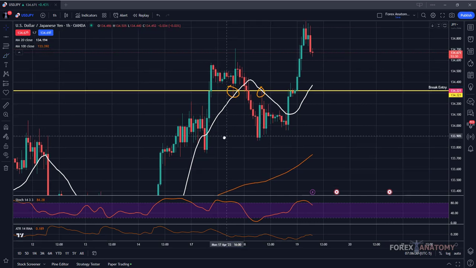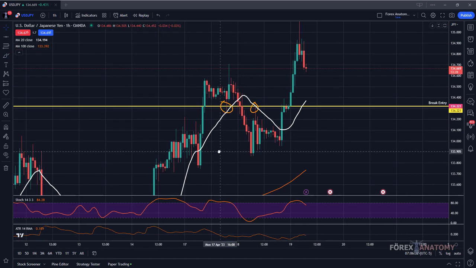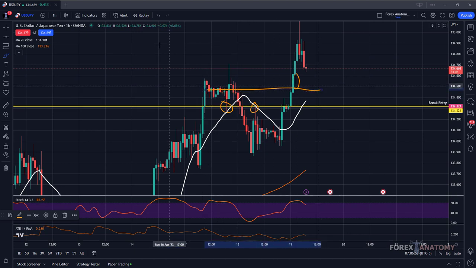But what else could we do? What else could we, or where else could we find buyers to come in at? Well, of course, look at congestion and look at the wicks. Okay, so right here we see that we have a wick right here, and that coincides with this congestion area, right around here. So then there's a possibility we could see the buyers come in this area as well.